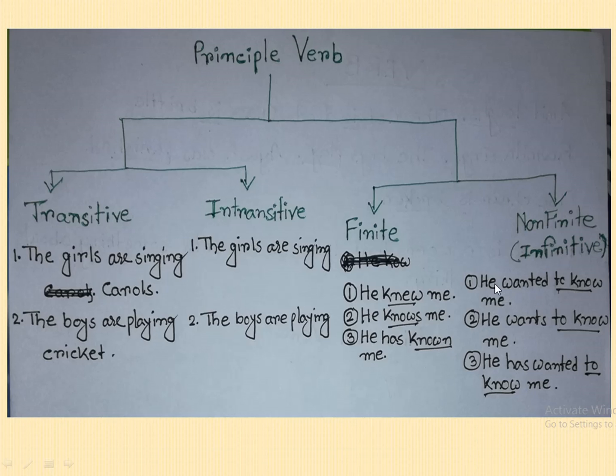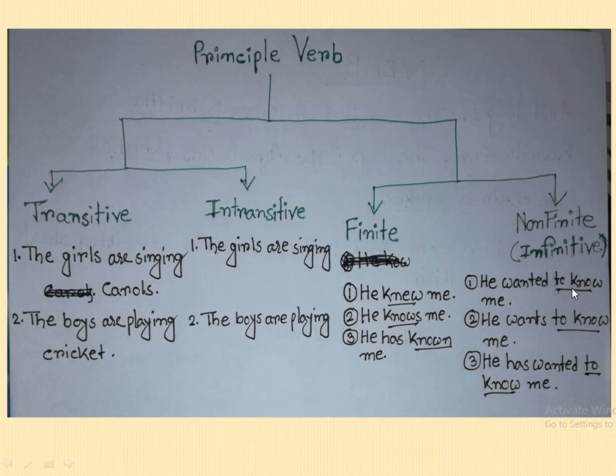Now look at the non-finite. In the first sentence it is in past, the second is also in past, and the third one is in present perfect. But look here, we have two verbs. One is wanted, wants, and again has wanted. That means we have another verb here, to know. Know is also a verb. But have you seen that here the know has not changed in any of the sentences? So these verbs are called infinitive or non-finite.